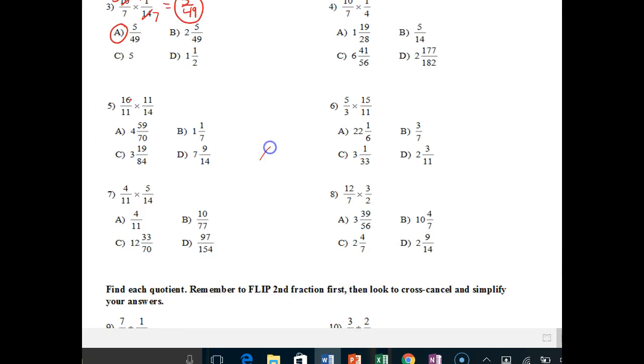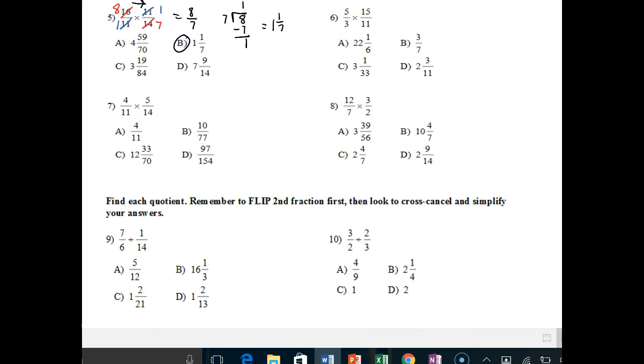Number 5. I don't have to worry about multiplying 16 times 11 and 11 times 14. I can look to cross cancel. 11 and 11 both can be divided by 11, so I get 1 and 1. 16 and 14 actually both can be divided by 2. 14 divided by 2 is 7. 16 divided by 2 is 8. So I multiply straight across now. 8 times 1 is 8. 1 times 7 is 7. 8 over 7 is not there because it's an improper fraction. So 7 goes into 8 one time with 1 left over. So I get 1 and 1/7. B is my answer.